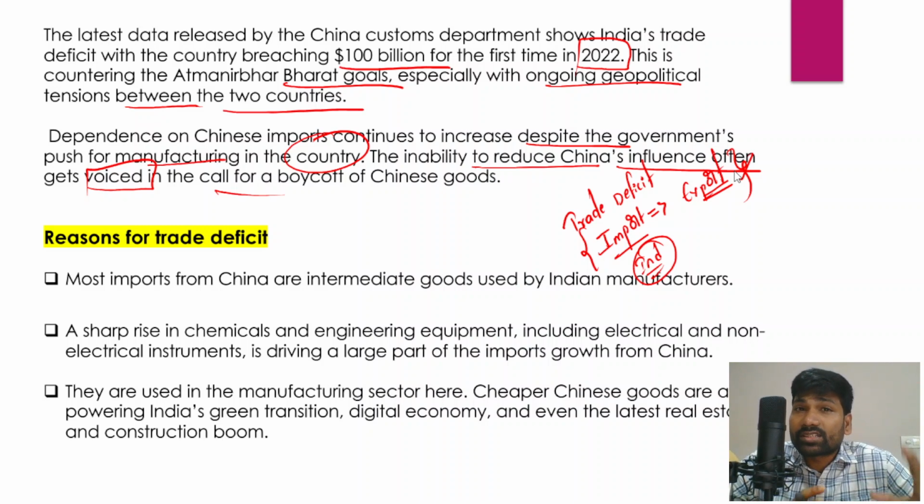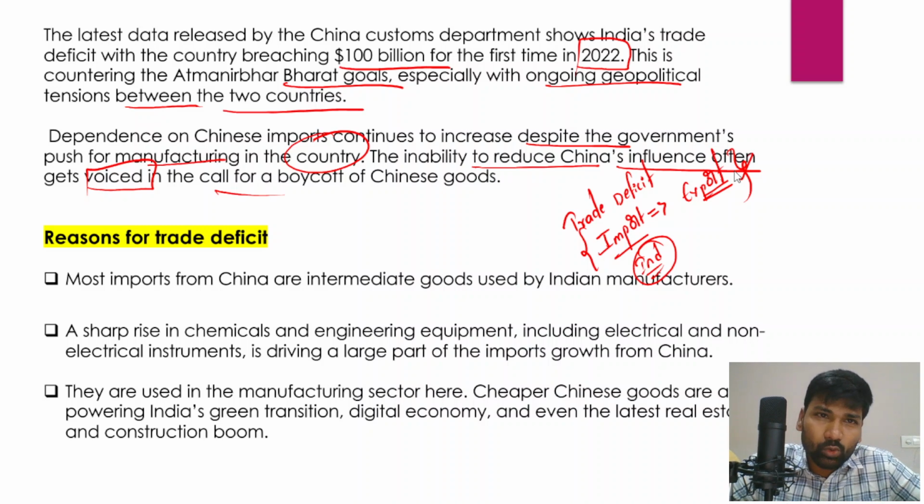despite the government's sustained push for reviving the manufacturing sector in the country. And the inability to reduce China's influence often gets voiced in the call for boycott of Chinese goods. And what are the reasons for the trade deficit? We have to understand the reasons for this trade deficit.